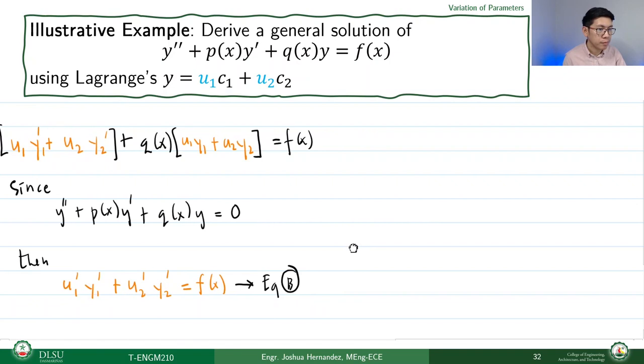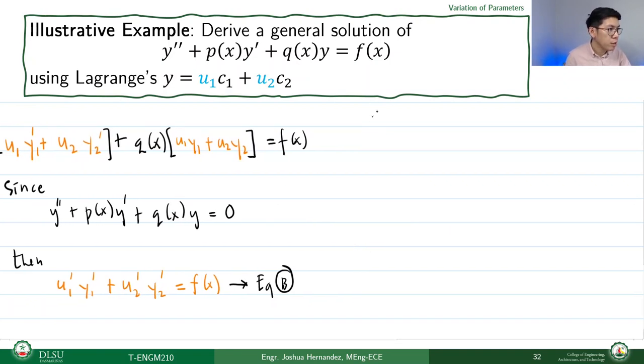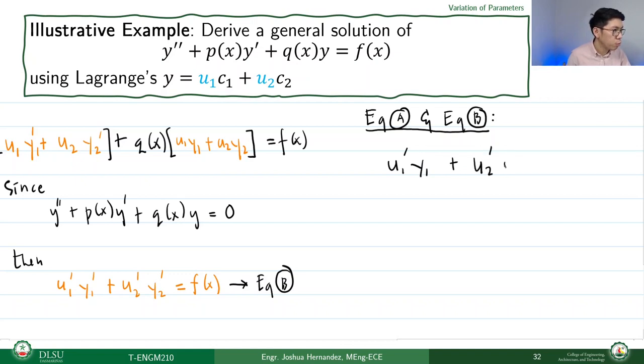Let me put it here. Equation A and equation B will form two linear algebraic equations. What are those? Yes, u sub 1 prime y sub 1 plus u sub 2 prime y sub 2 equals 0. This is equation A. And then this is equation B: u sub 1 prime y sub 1 prime plus u sub 2 prime y sub 2 prime equals f of x.